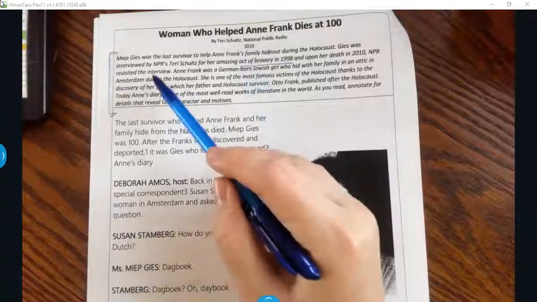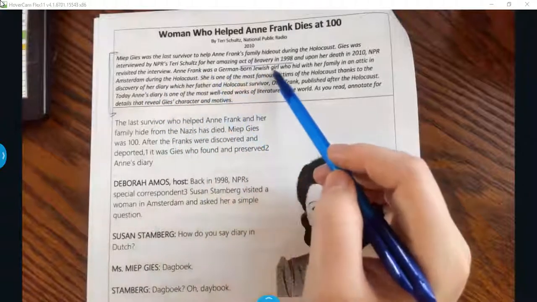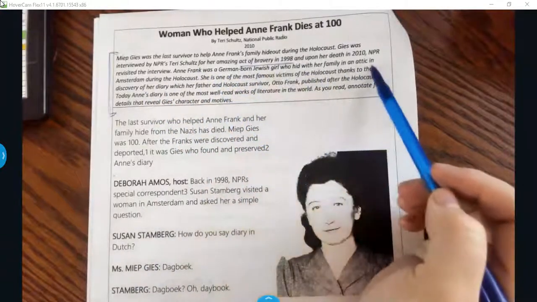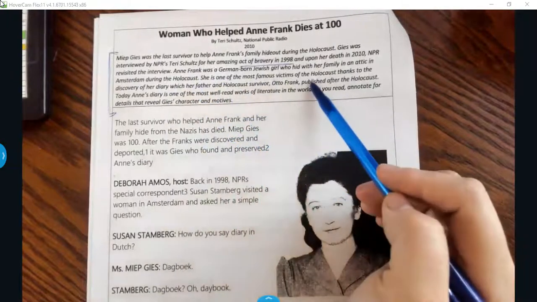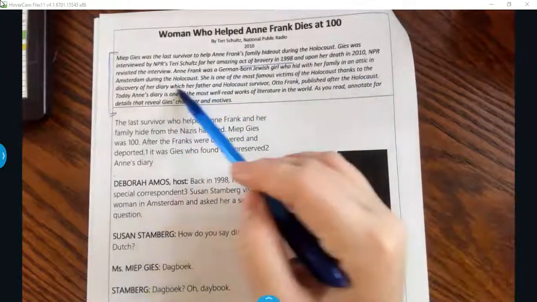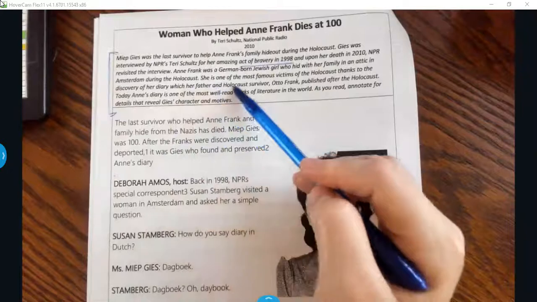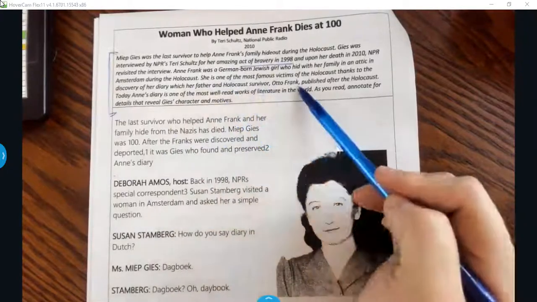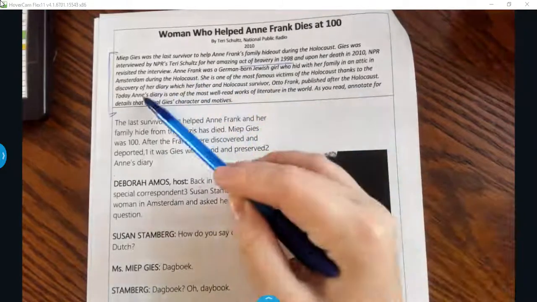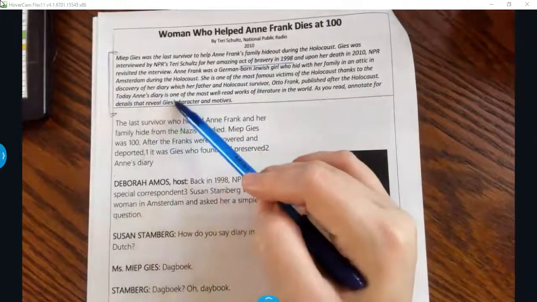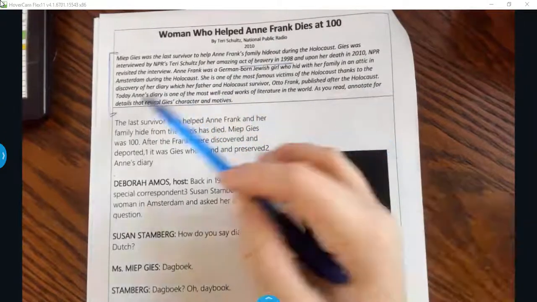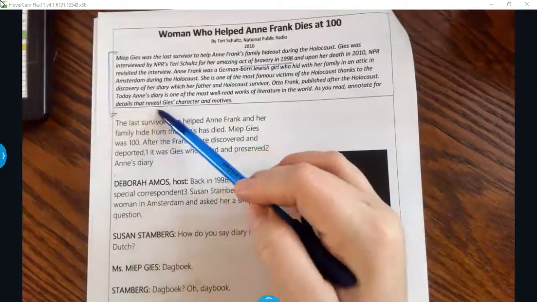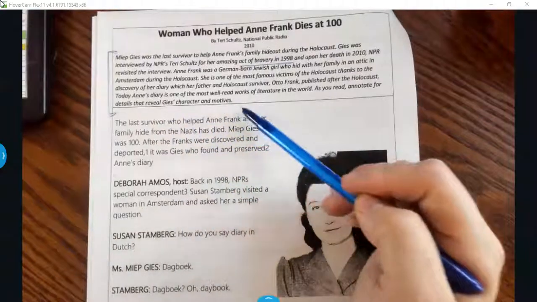NPR revisited the interview. Anne Frank was a German-born Jewish girl who hid with her family in an attic in Amsterdam during the Holocaust. She is one of the most famous victims of the Holocaust thanks to the discovery of her diary, which her father and Holocaust survivor Otto Frank published after the Holocaust. Today, Anne's diary is one of the most well-read works of literature in the world. As we read, annotate for details that reveal Gies's character and motives.